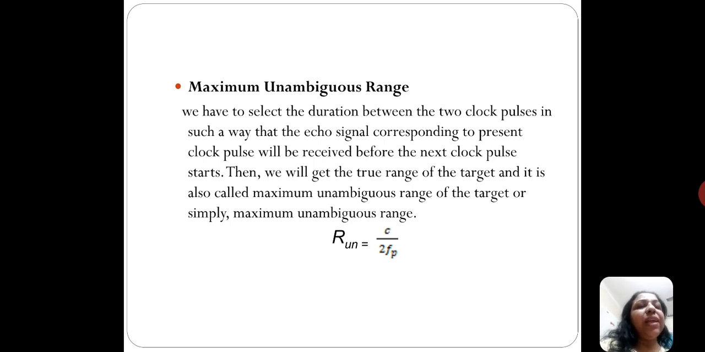So we have to select the duration between the two clock pulses in such a way that the echo signal corresponding to the present clock pulse will be received before the next clock pulse starts. Then we will get the true range of the target, and it is called the maximum unambiguous range. It is given by RUN is equal to C by 2 FP.